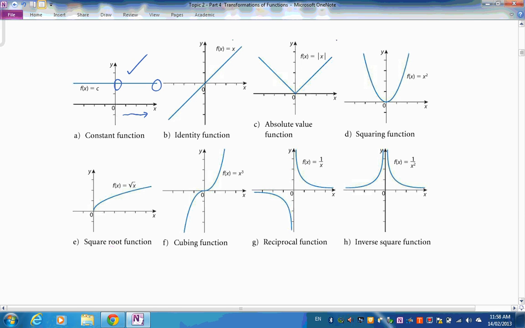And then the identity function, y equals x, that straight line, so that if you put in 1 into the function, you get 1 out. That's why it's called the identity function. Put in 2 into the function, you get 2 out again.